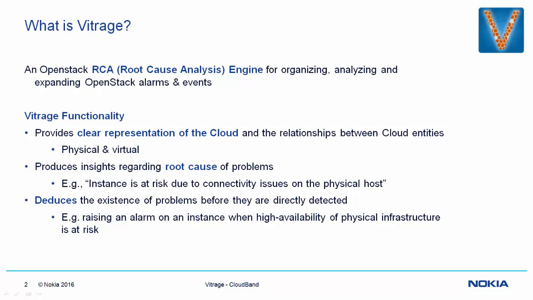Vitrage has three main functionalities. First, it provides clear representation of the cloud and the relationships between cloud entities. It includes both physical and virtual entities. Second, it produces insights regarding root cause of problems. For example, it can determine that an instance is at risk due to connectivity issues on the physical host. Third, it deduces the existence of problems before they are directly detected. For example, raising an alarm on an instance when high availability of physical infrastructure is at risk.